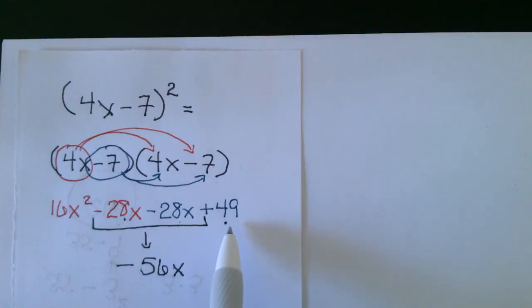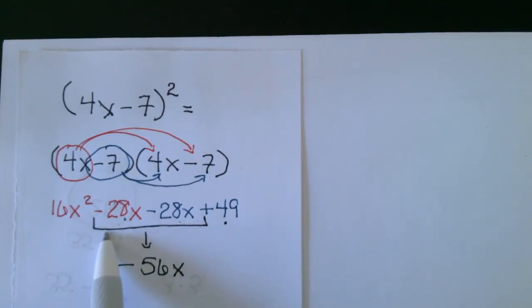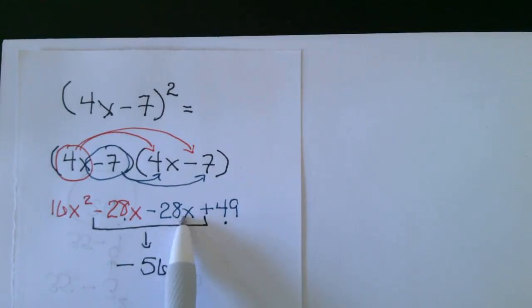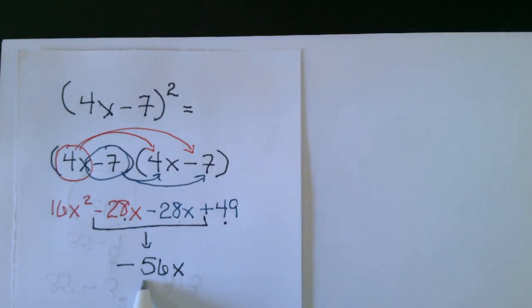Alright? So, inside the middle, the middle terms, that's where your like terms are. These don't cancel out. Okay, these don't cancel out. So you have a negative 28 and a negative 28. So you add them together to give your negative 56.